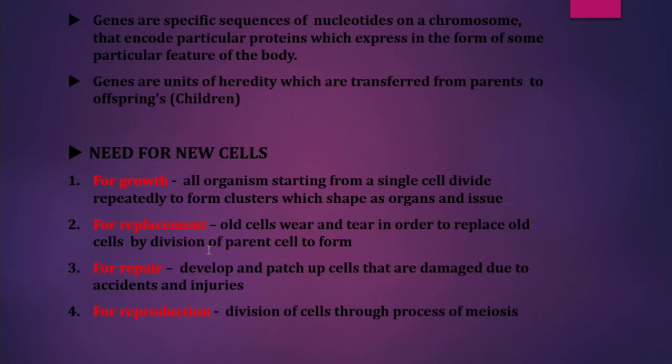For replacement, the lifespan of RBC is 120 days. After that, it will die. It has to be replaced by new cells. So for replacement, new cells are important. If you meet with an accident or have any injuries, in those places the cells get damaged, which has to be repaired. For this purpose, new cells are needed. For reproduction, division of cells through the process of meiosis.